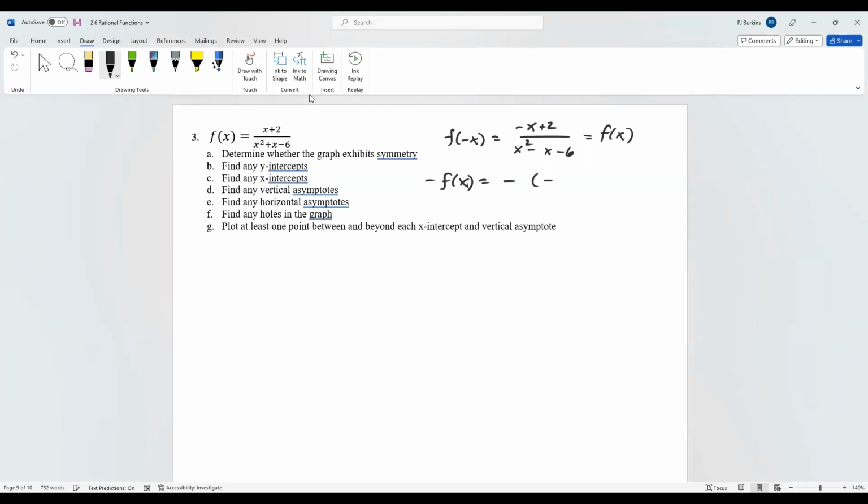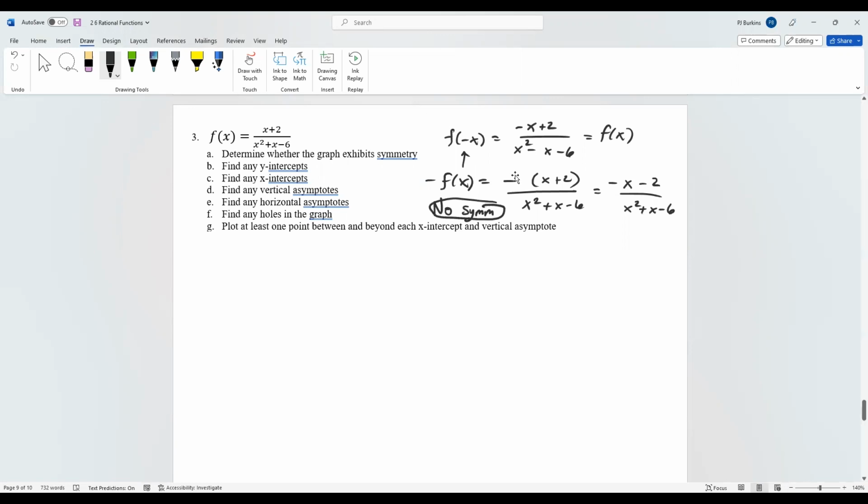We would apply a negative, let's say, to just the numerator, which I'm writing incorrectly here. Here we go. X plus 2, x squared plus x minus 6. Now that's going to make everything negative up here. So this is also not equivalent to f of negative x. So it appears there is no symmetry.